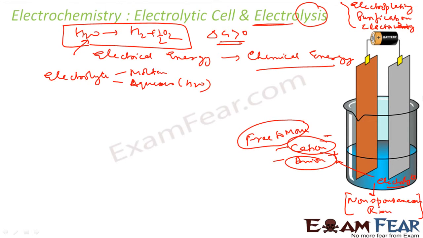Now if you apply a potential difference here, the anode, this part, is by convention the anode and this part is the cathode. We connect the anode to the positive part of the battery and the cathode to the negative part.